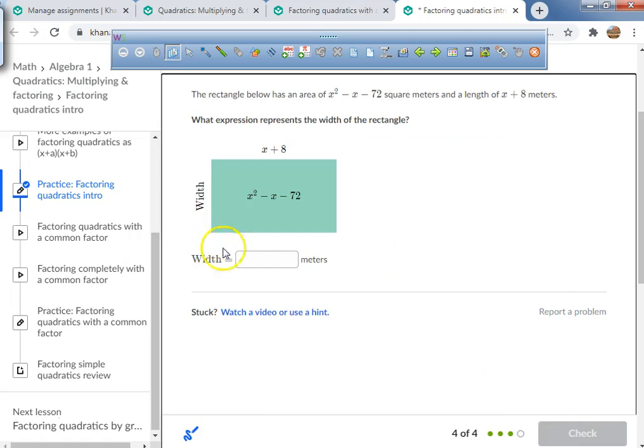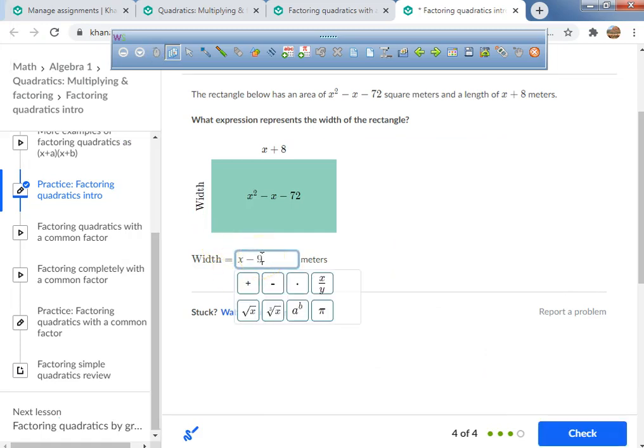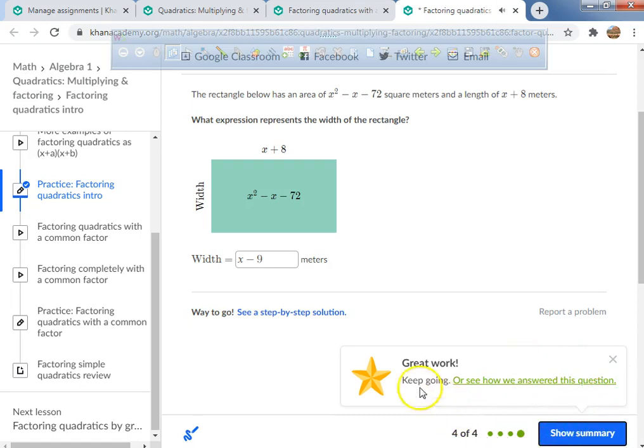You know, you have very creative problems. I really appreciate these. It reminds me of, you know, back in the day. I wish I could have done this, but oh well. Here we go. So put x minus 9, and I get this really good positive response. Great work.